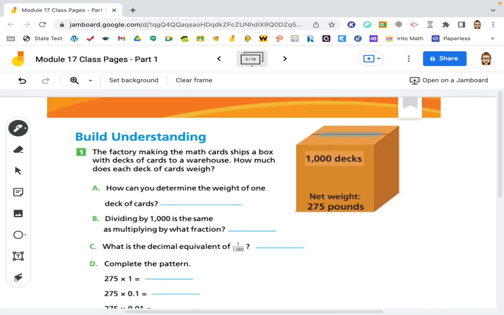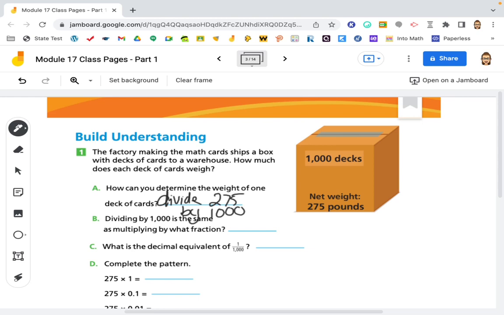Okay, so to build understanding, the factory making the math cards ships a box with decks of cards to a warehouse. How much does each deck of cards weigh? How can you determine the weight of one deck of cards? Well, we would divide 275 by 1,000 because it weighs 275 pounds and we're dividing by 1,000.